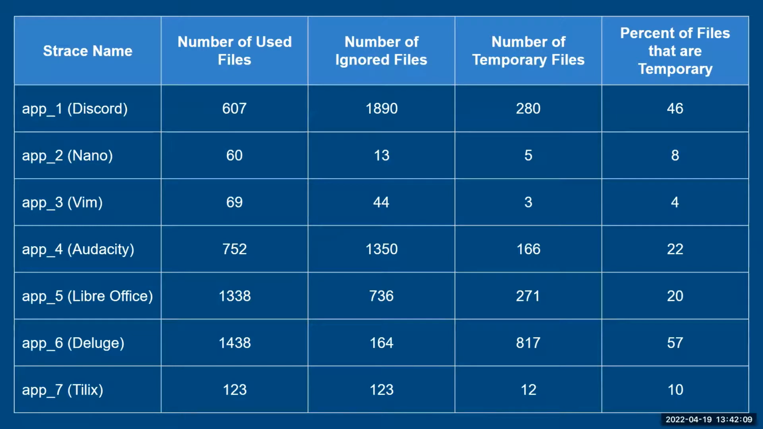And then this is a look at the traces of the applications we looked at. So we have one for Discord, Nano, Vim, Audacity, LibreOffice, Deluge, which is a torrent client, and Tilix, which is a terminal. In this, the Deluge torrent client was seeding, and Discord was being used by talking to my group members. So it seems like they have higher numbers because of the activity going on in those programs. And with Nano, Vim, and Tilix, these programs were just opened and closed. So you can see it probably correlates because they have smaller numbers.